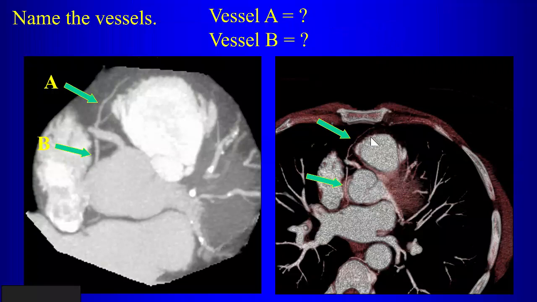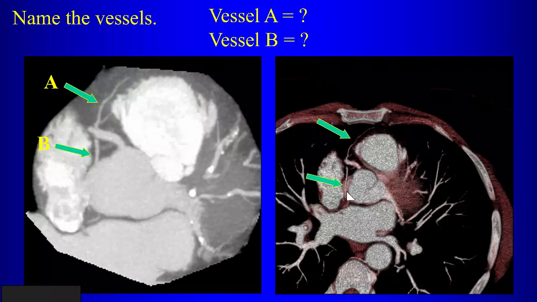So vessel A, vessel B. What is vessel A? What is vessel B? A is conus, B is SA nodal. Yeah, so vessel A here is the conus branch. So this guy over here is going to be what? Right, that's the right coronary artery, that's the RCA. And so the conus branch here is the branch that goes anteriorly towards the outflow tract of the right ventricle. And then this vessel here going back is SA nodal.